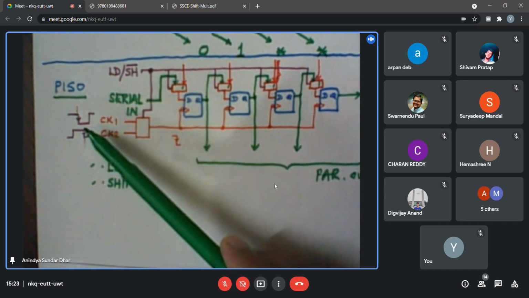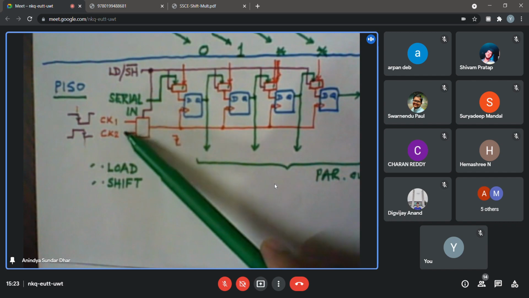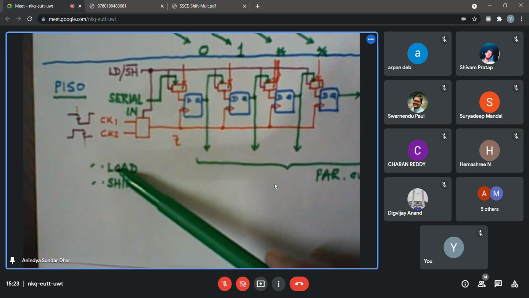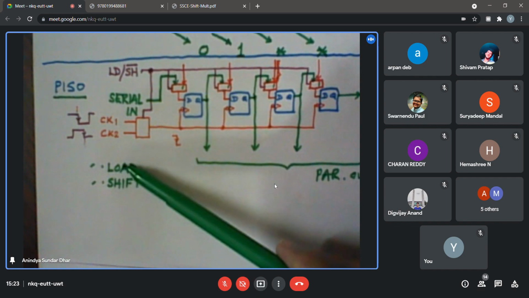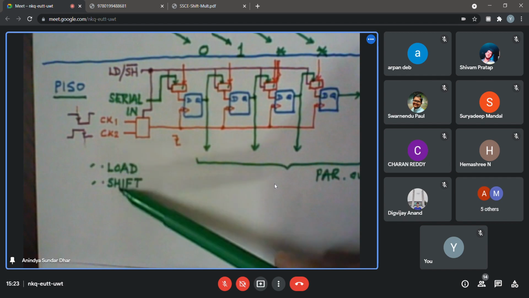So they have kept a provision that we can have two different clock sources, so that when load will occur, that will be irrespective of the shift clock, and when shift will occur, that will be irrespective of the load clock. I can control two clocks independently, the timings independently.